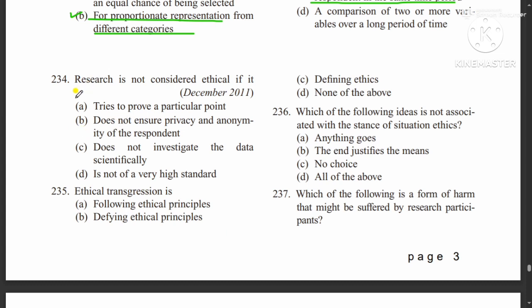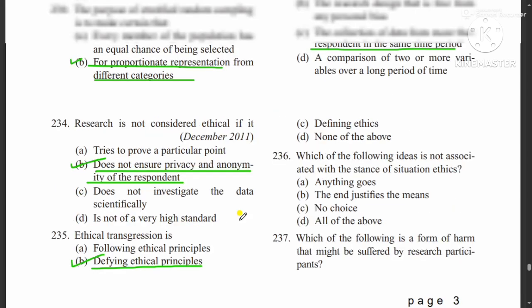Next, research is not considered ethical if it does not ensure privacy and anonymity of the respondent. Option B is correct. Next, ethical transgression is defying ethical principles. Option B is correct.